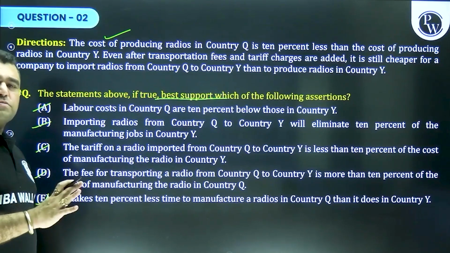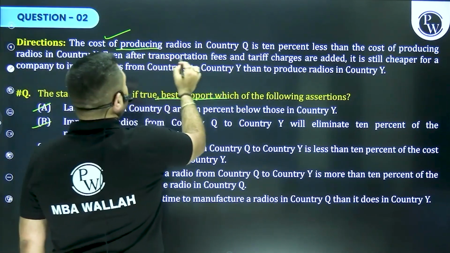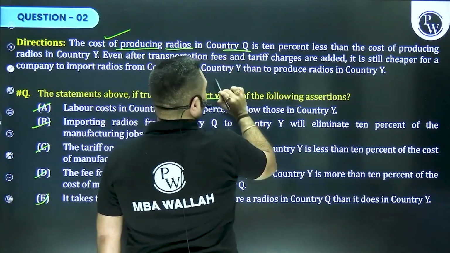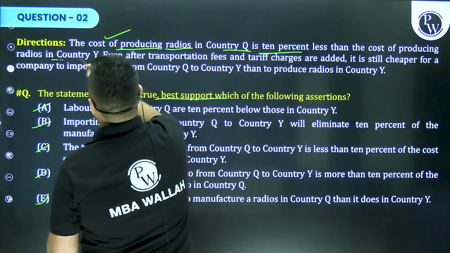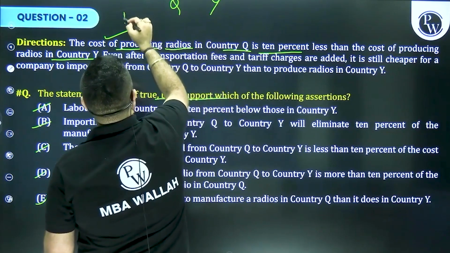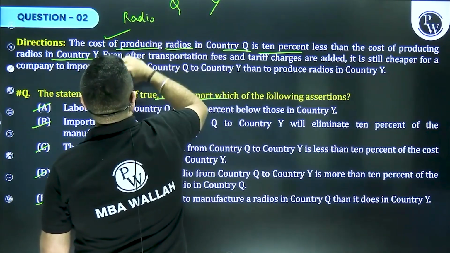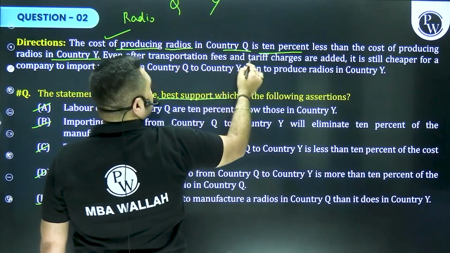Mathematical or accounts based, cost based. What are we saying is, the cost of producing radios in country Q is 10% less than the cost of producing radios in country Y. So what are we saying here, 100% cost of production is also less.